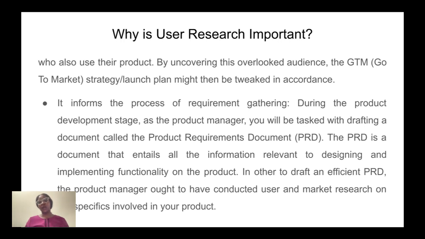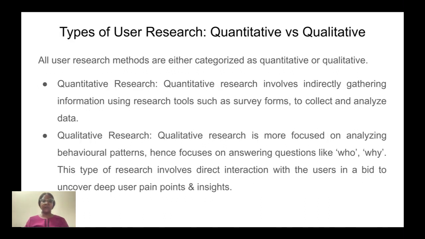In session two, we're going to cover market research because it goes hand in hand with user research. But user research informs the process of product requirements gathering. Now, what are the types of research? User research is typically categorized into two categories. It's either quantitative or qualitative research.